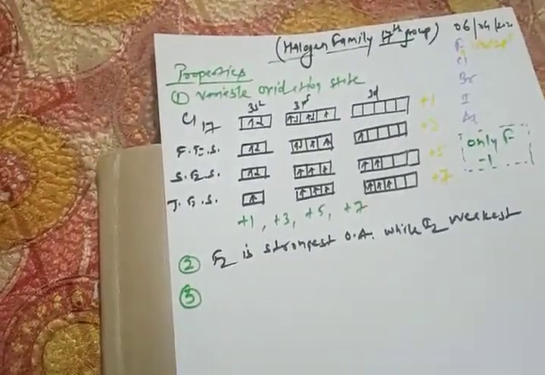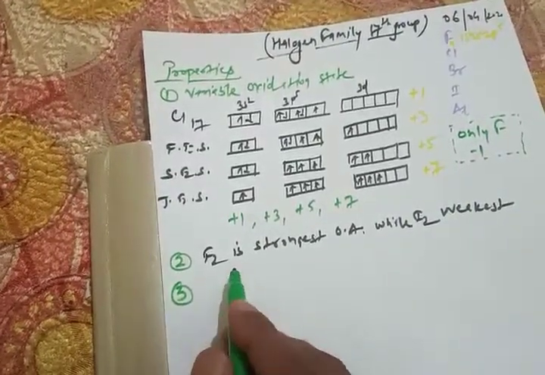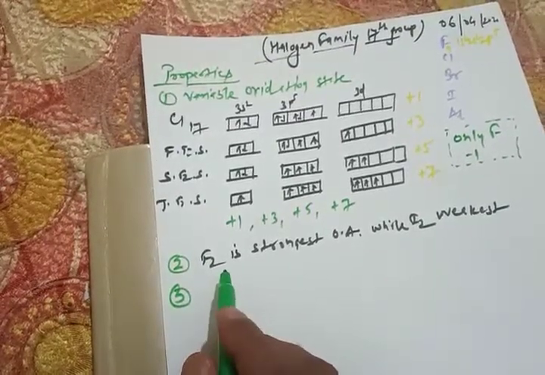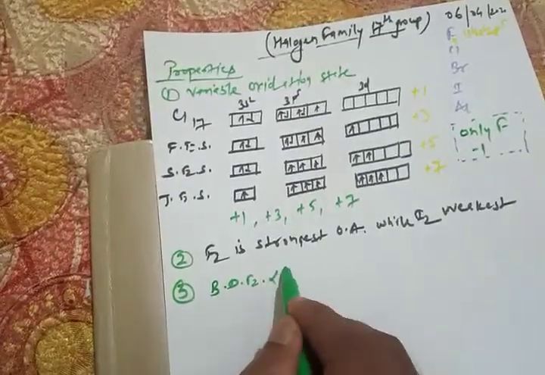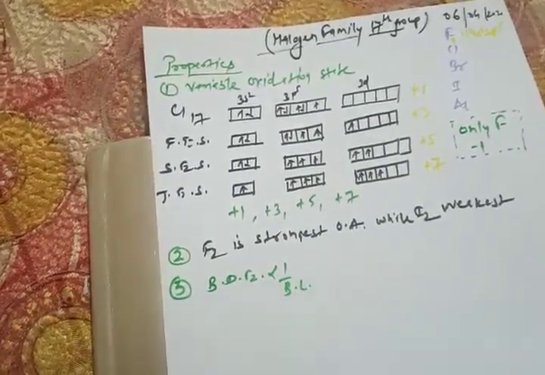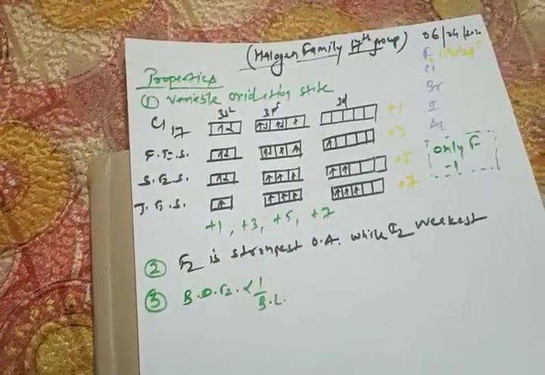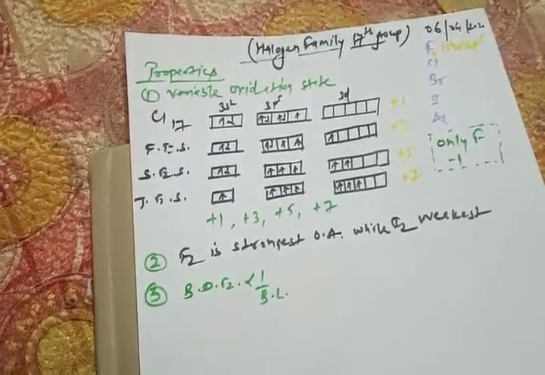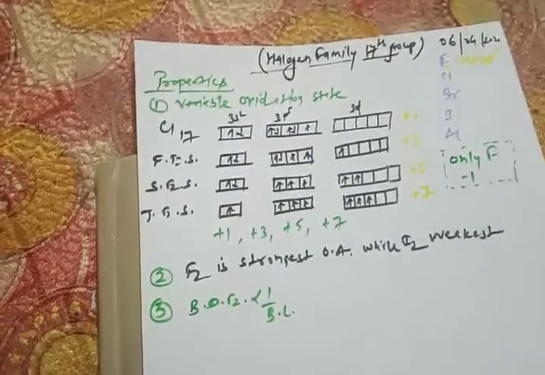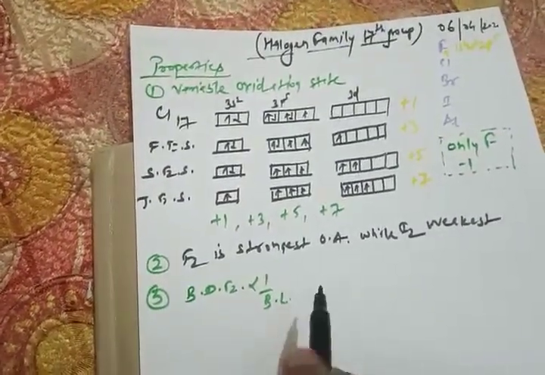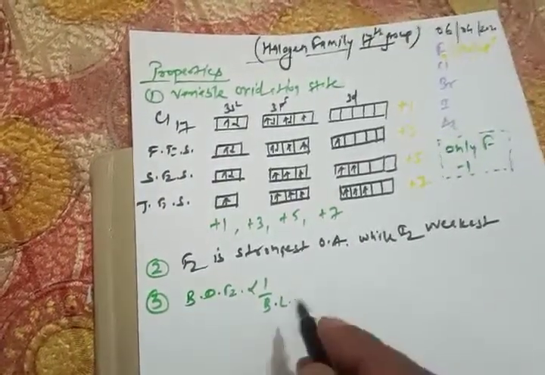Then the third property is based on the bond length. We all know the relationship between bond length and bond dissociation energy. Bond dissociation energy is inversely proportional to bond length. The higher the bond length, the weaker the bond dissociation energy. As we move down the group from fluorine to astatine, the size will increase, so the bond length will increase.